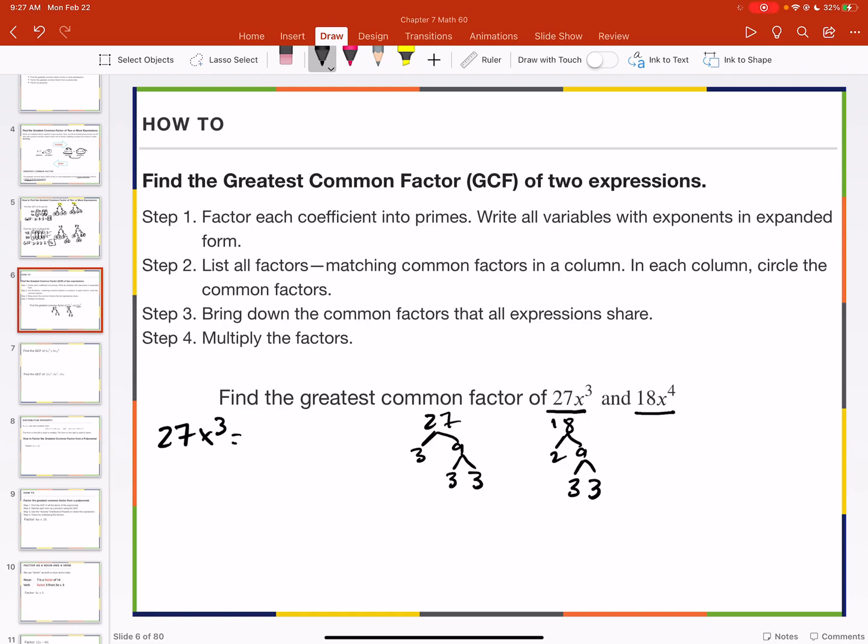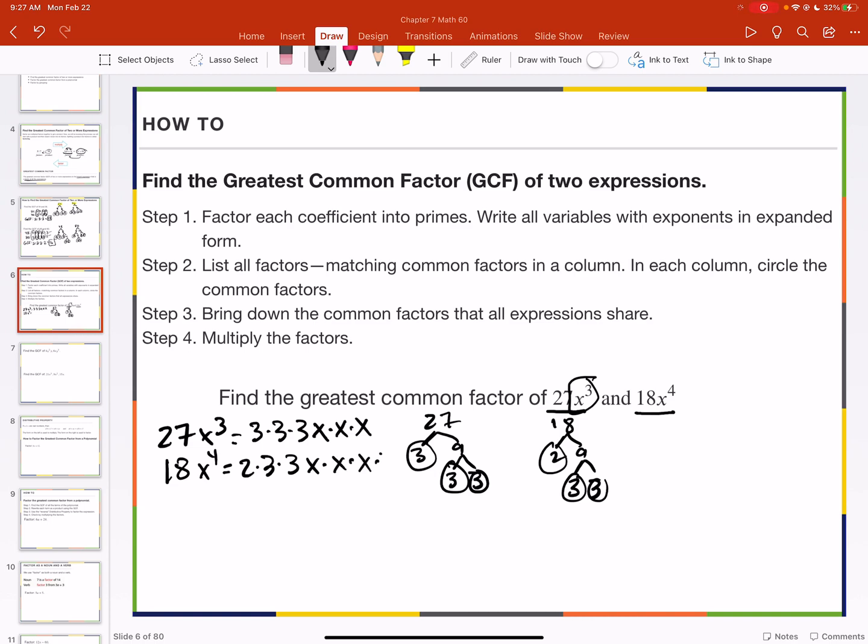27x cubed, sorry about that, can be factored as 3 times 3 times 3. That's the prime part. But then the x cubed part, so x times x times x, there's 3 x's. And 18x to the power 4, that's 2 times 3 times 3. And then there's 4 x's here, right? So then what's in common? They have a 3 in common, so your GCF is going to be 3.